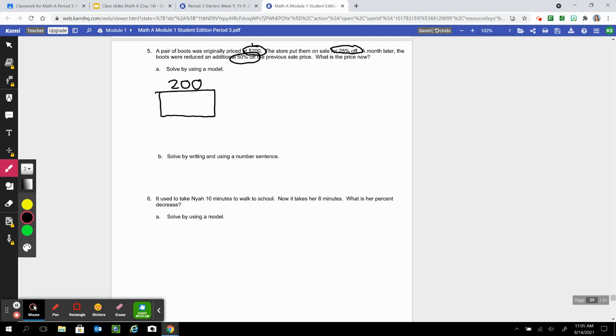And if I have a 25% sale, then I'm going to divide my bar model into 4 parts, and if I take 25% off of this bar model, then I'm going to shade in just one of these sections. Now 200 divided by 4 equal parts means that I'm going to put 50 in each one of these parts.